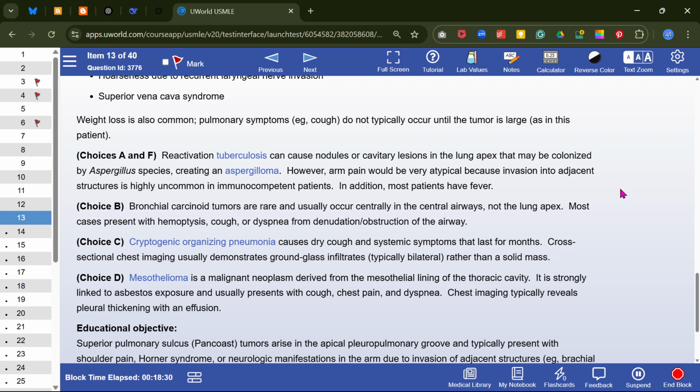Mesothelioma is a malignant neoplasm derived from the mesothelial lining of the thoracic cavity. It is strongly linked to asbestos exposure and usually presents with cough, chest pain, dyspnea. Chest imaging typically reveals pleural thickening with an effusion. Mesothelioma.